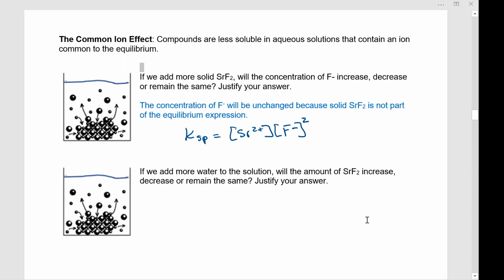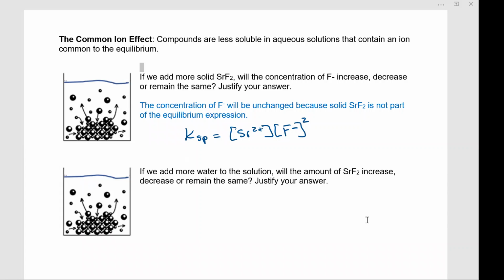You should have decided that the concentration of F- will be unchanged because the solid strontium fluoride is not part of the equilibrium expression. So I have written the equilibrium expression there, and you see there is no place for the solid strontium fluoride. The only thing that happens as we add more solid strontium fluoride is the pile gets bigger. The concentration of ions in solution will remain exactly the same.